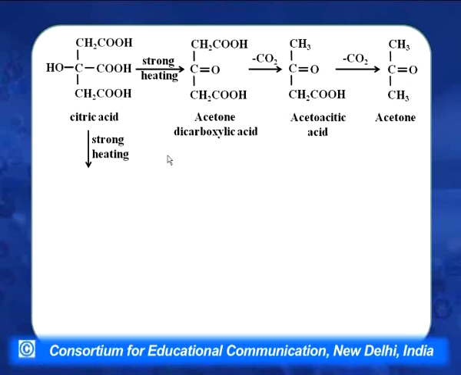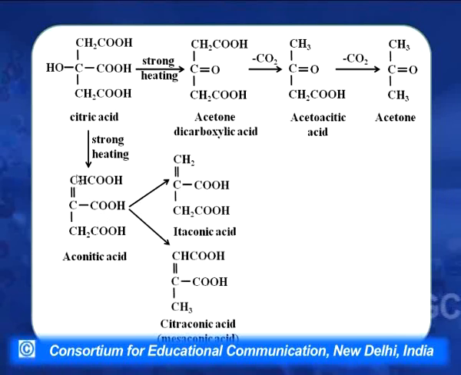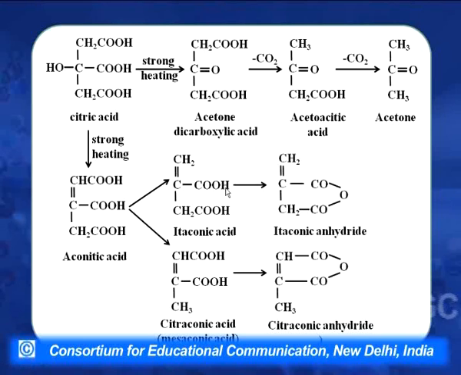Then another series also starts, and here a loss of water occurs initially to give aconitic acid. Then this aconitic acid further will undergo decarboxylation on the carboxyl group, which is attached to the carbon-carbon double bond or carbon-carbon single bond, to give again two different dicarboxylic acids. These are itaconic acid and citraconic acid or mesaconic acid, and these dicarboxylic acids on further heating lose a water molecule to give the corresponding anhydride. These are itaconic anhydride and citraconic anhydride.